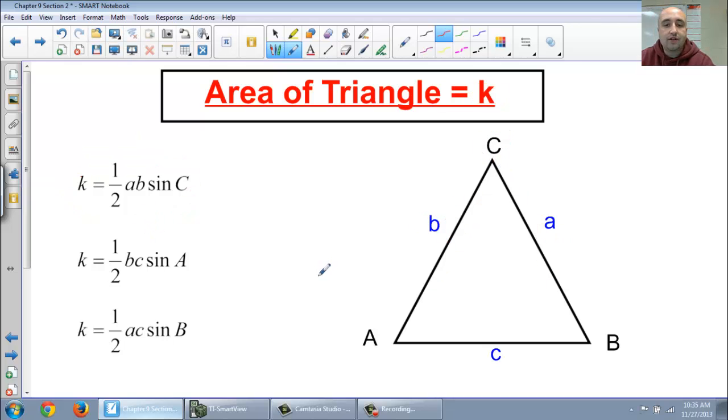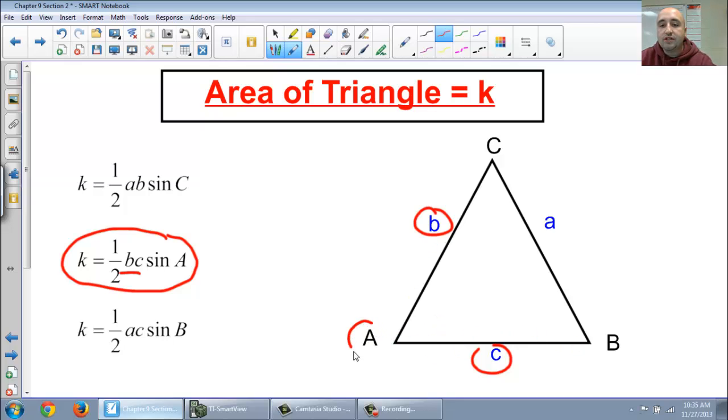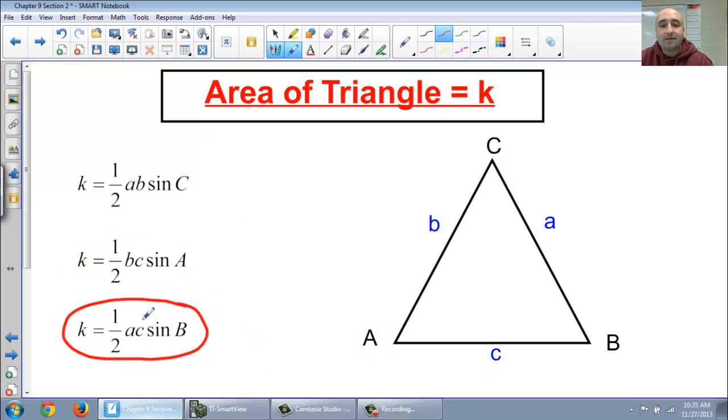So let's go down to the second one. You're using little b and little c, and you're using the angle between them, which is angle A. In the third one, which is basically the same exact thing, we're using little a and little c, and the angle between them, which is angle B. So it has to be two sides that come together to form the angle. That's how you know which one you need to use. And this will make a little more sense when we actually do a couple of examples here.